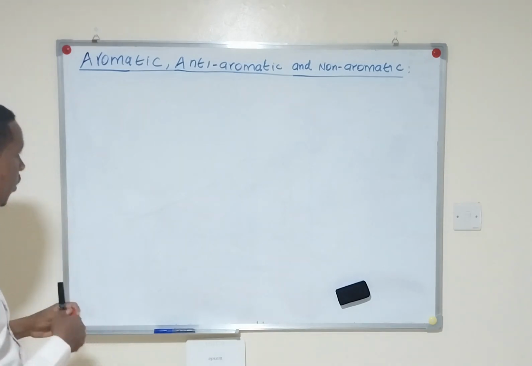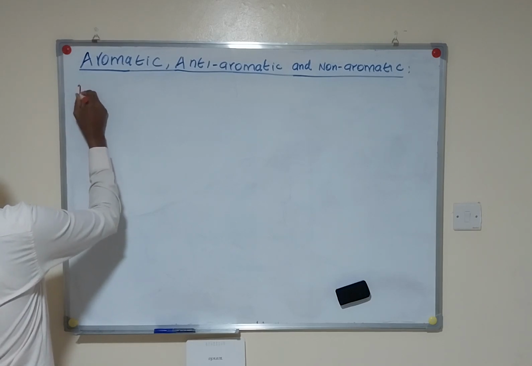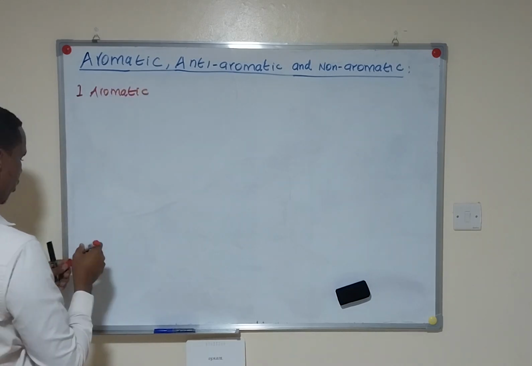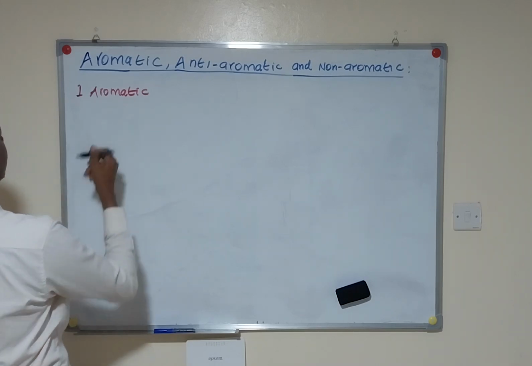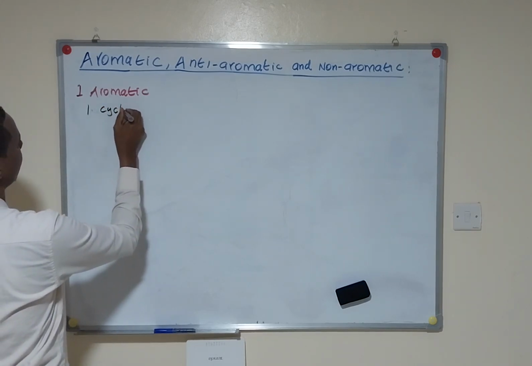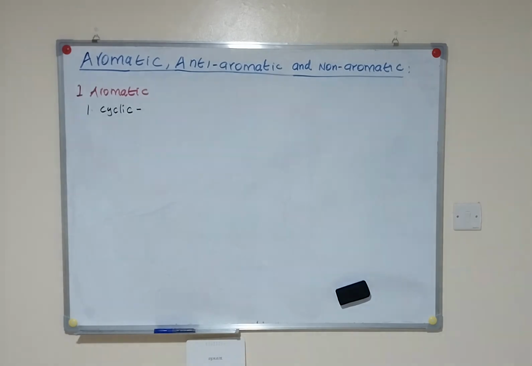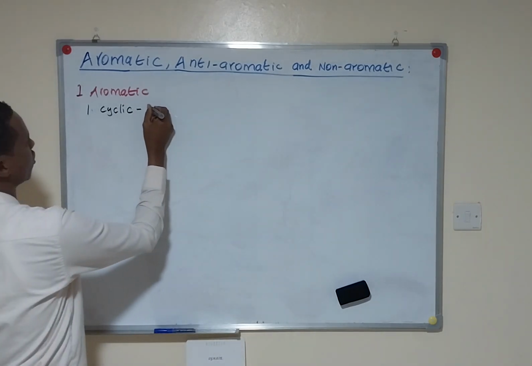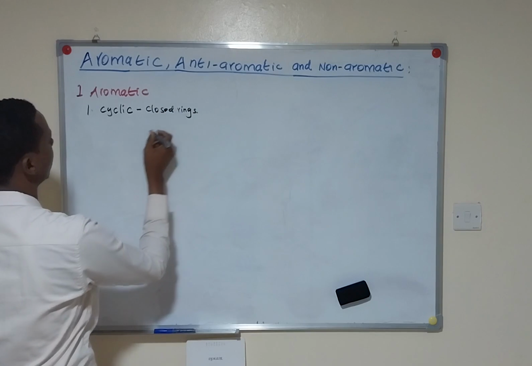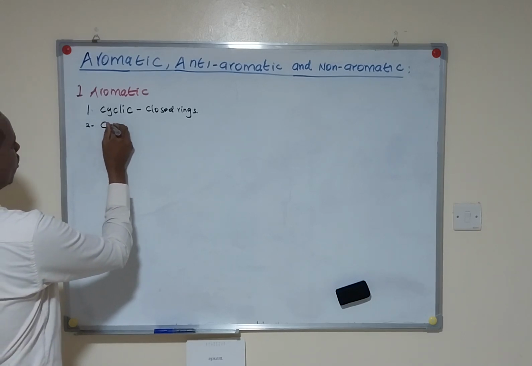Each one of these has a set of conditions for you to call it by its name. For example, for aromatic compounds, the conditions are: one, the compound must be cyclic. That means the compound should have closed rings. Condition number two, the molecule should be conjugated.